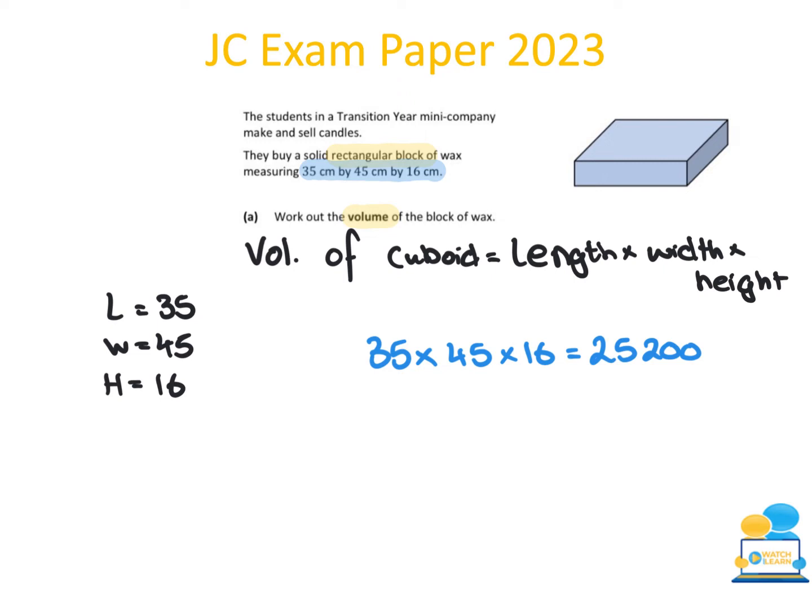That represents the volume of this rectangular block of wax. Now, before we finish off this question, just make sure to look at your units. So what measurements were we talking about? We were talking about centimetres. So add that in, and we're also talking about volume, so we raise that unit to the power of 3. So my final answer for this question is the volume of the block of wax is 25,200 centimetres cubed.